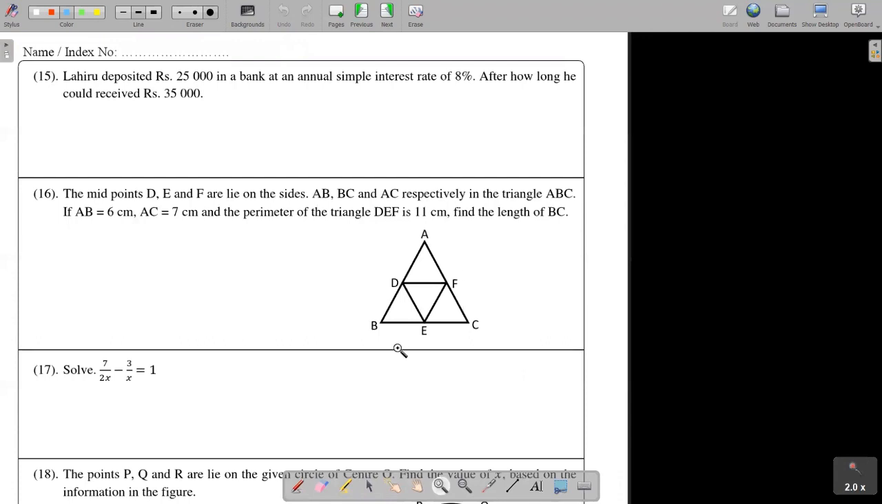Like to deposit rupees 25,000 with annual simple interest, right? Simple interest. So he wants to get 35,000, which means he has gained an interest of 10,000. Annual interest is the interest for a year. For the number of years, I will take x. So 250 into 8, 250 into 4 is 1000, this is 2000. Then 10,000 divided by 2000. x is what? 5 years.